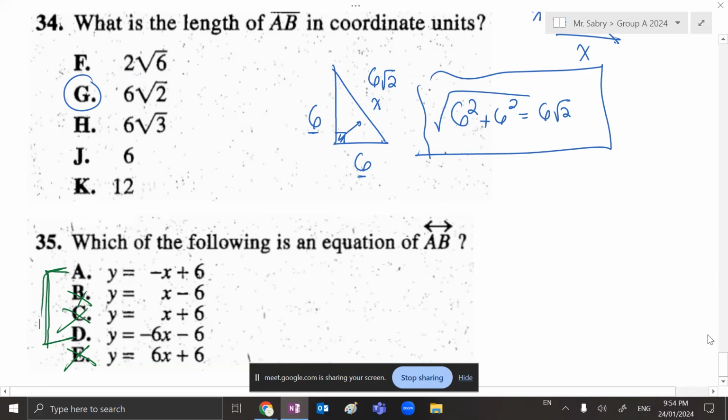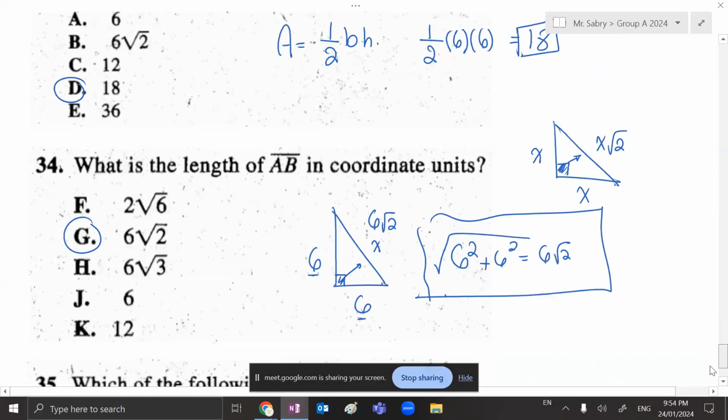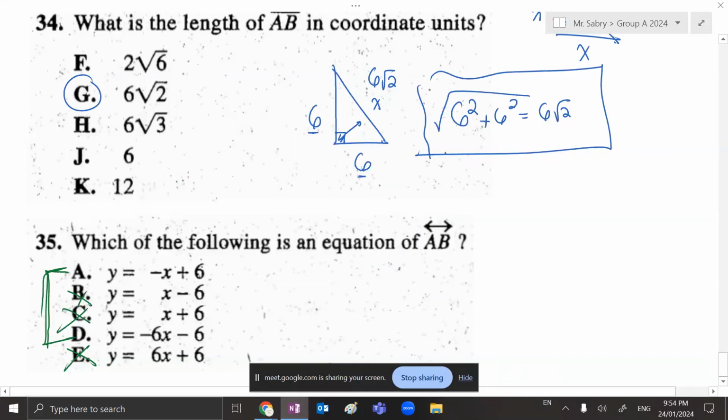Now I'll go back to the graph and check what is the y-intercept. The y-intercept is this point over there, which is positive 6. I'll go back to the equations and clearly A is the one that has the y-intercept as positive 6, but D does not. A is the correct answer for sure.